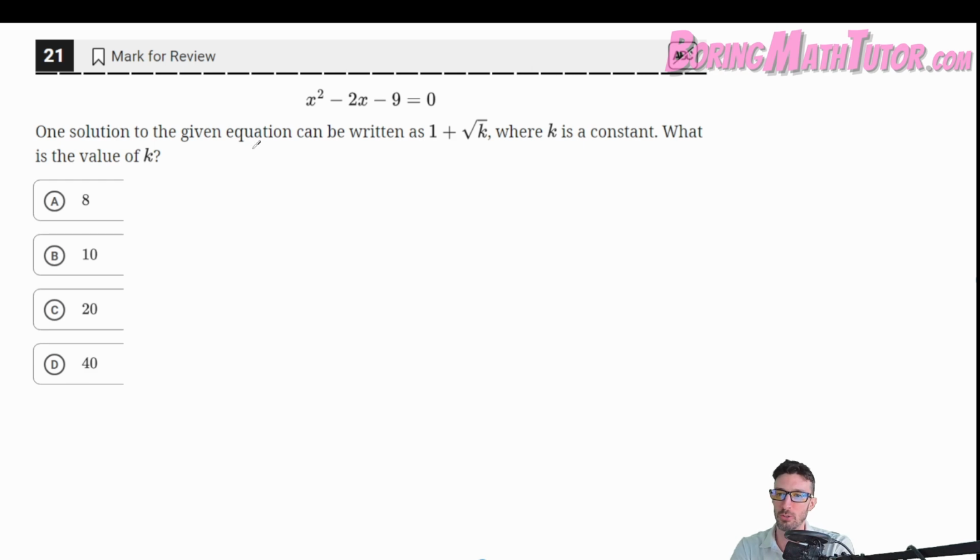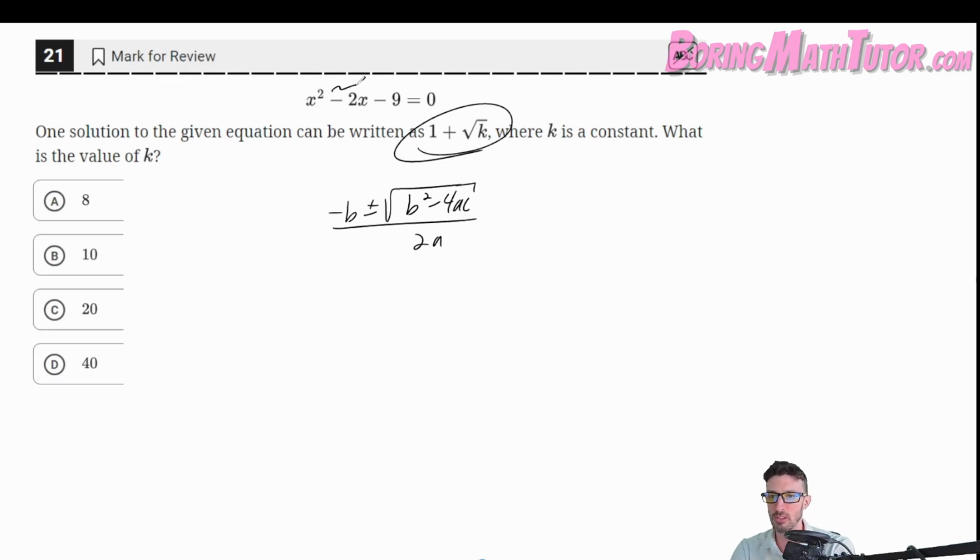One solution to the given equation can be written as 1 plus root k. What is the value of k? Well, the first thing you might want to do is recognize that this looks a lot like the quadratic formula. Negative b plus or minus the square root of b squared minus 4ac all over 2a. So let's do the quadratic formula.